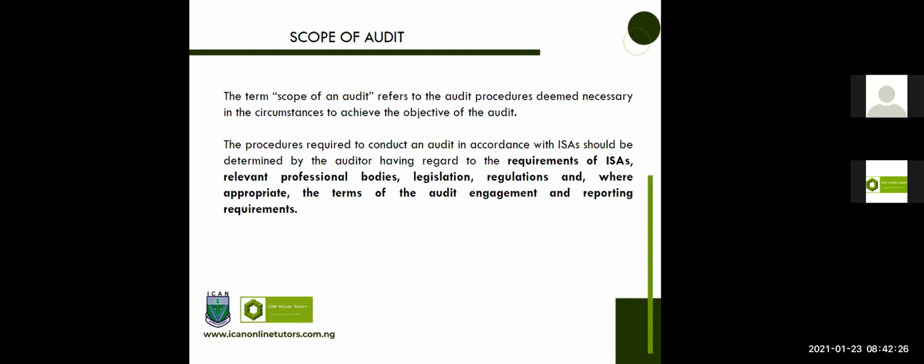But in this case, our subject matter is audit. So the scope of an audit is basically what an audit covers. So the scope of an audit refers to the audit procedures that are deemed necessary in the circumstances to achieve the objective of the audit.